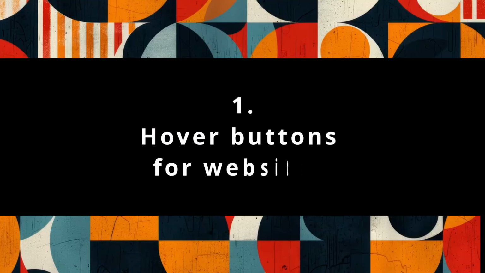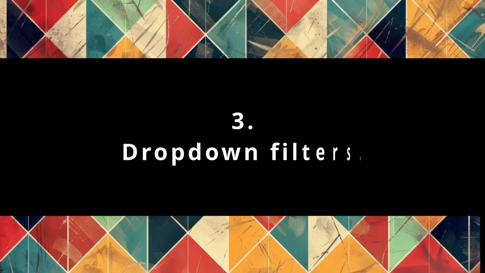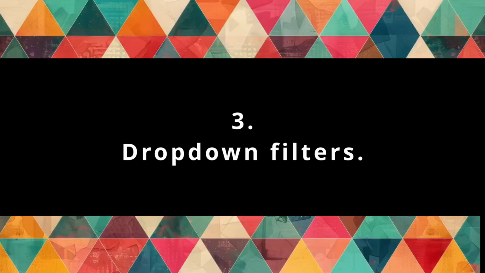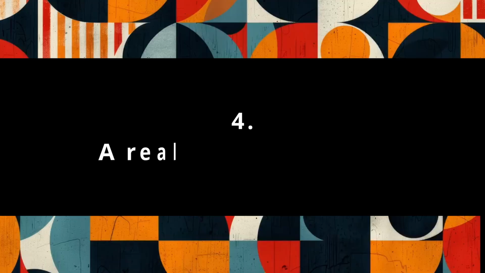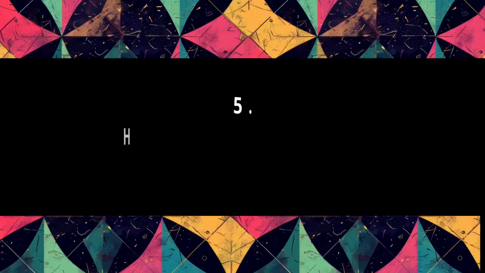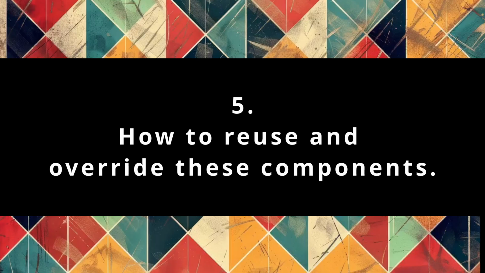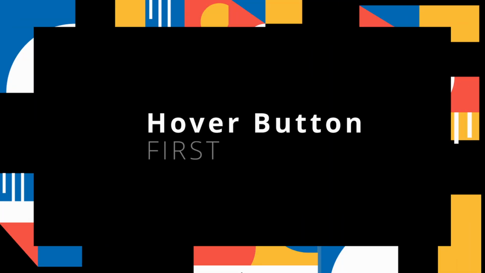Today we are going to learn how to create hover buttons for websites, clickable checkboxes for task apps, drop-down filters like Amazon and Airbnb, and a real seat selector like you'd find on Delta Airlines. And lastly, how to reuse and override these components in a full design system. So we'll start with a simple hover button example for a landing page.